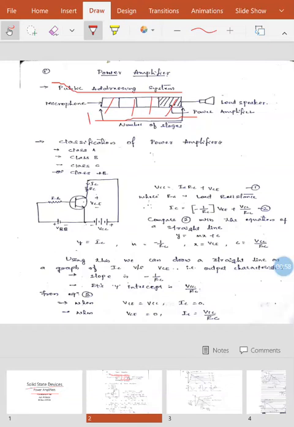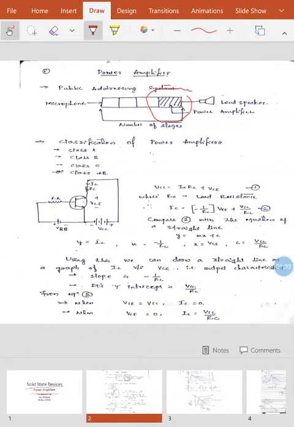Here in stages 1, 2 and 3, what is expected is that the signal has to be amplified as much as possible. But in the last stage, the total amplified signal has to be given to the loudspeaker. For that, the basic requirement of the last stage is to deliver high power. For that, we are going to use a kind of amplifier called the power amplifier, and that is what we are going to discuss here.